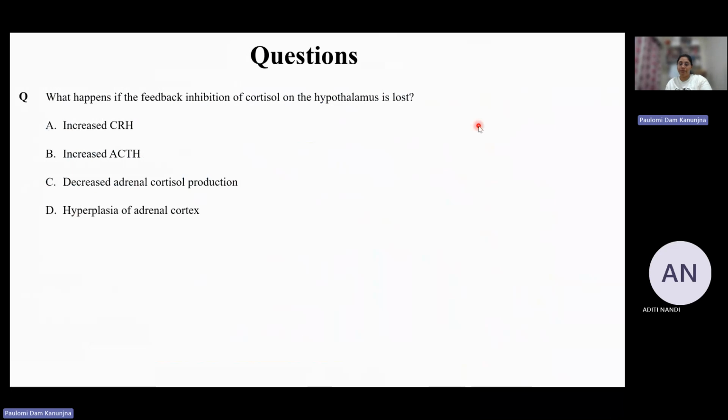A, B, and D. Fantastic. Yes, that's exactly the answer. So if your feedback inhibition by cortisol is not there anymore, then you will keep having increased CRH, increased ACTH. Every gland will keep producing more of the releasing hormones and the tropins, and you will have hyperplasia because, of course, there will be more accumulation. But what you won't have is decreased adrenal cortisol production, because there is no inhibition of cortisol production, so it will keep on going. That's correct. Very well done.